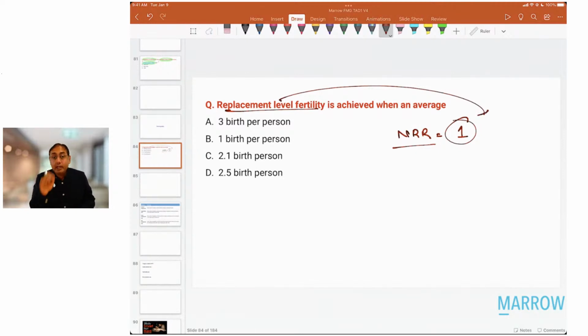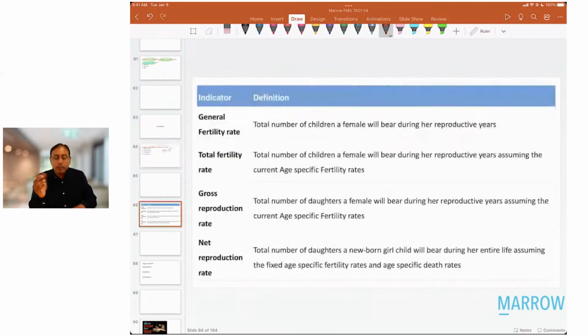So when will we get net reproduction rate of 1? ये NRR होता क्या है? For this you should remember this. ये एक simple table है. If you just read through the table, although all the students who already know what is GFR, GRR, NRR, TFR, it is super duper easy for you. But all the students who don't know about it, ये table देख लीजिए आप, and this table is going to fetch you again one MCQ.